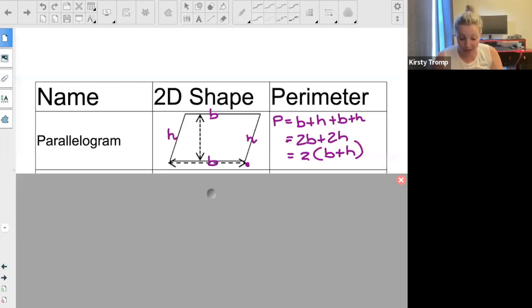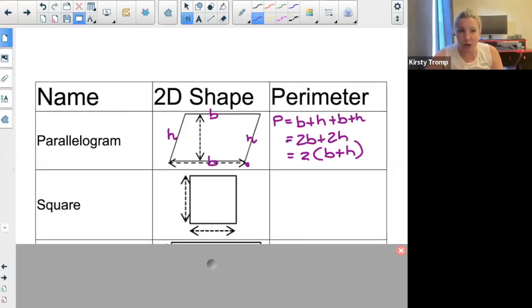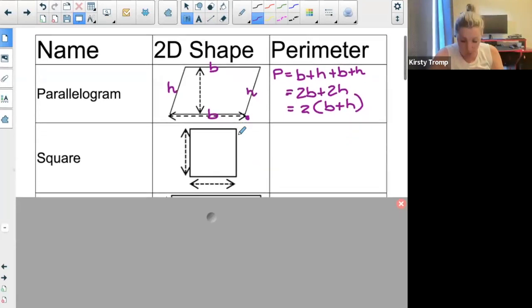So let's move down. Don't stress if you haven't got it all together perfectly. What we will do at the end is I will make sure that I show you the whole table and you can take a screenshot.